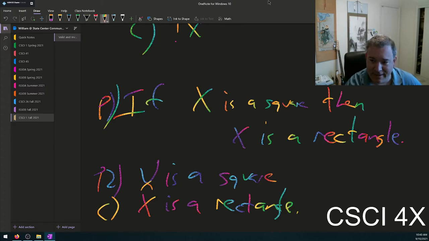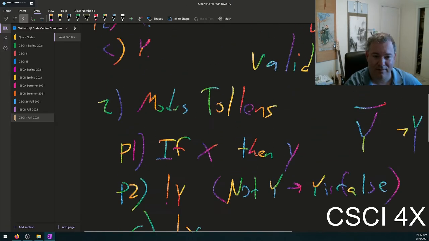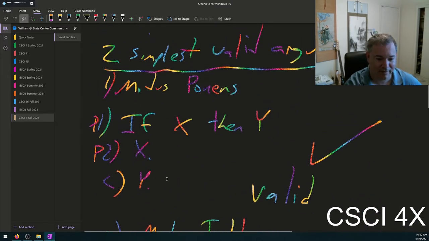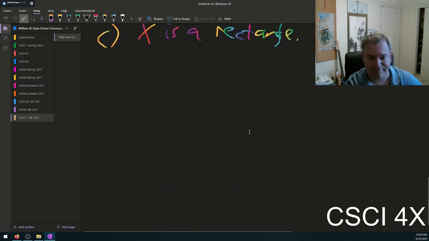Which one? MP or MT? Modus ponens or modus tollens? If X, then Y. X, therefore Y. So this is modus ponens. Okay. Let's do another one. Example two.